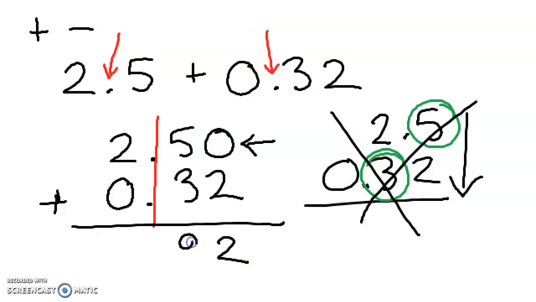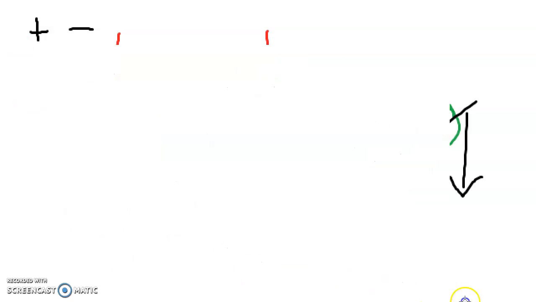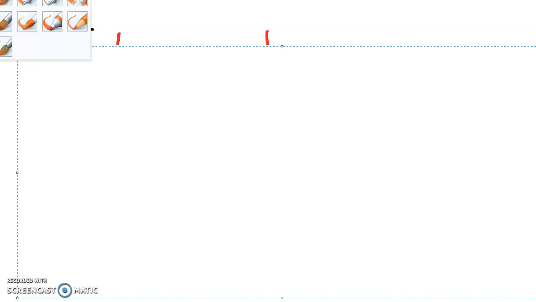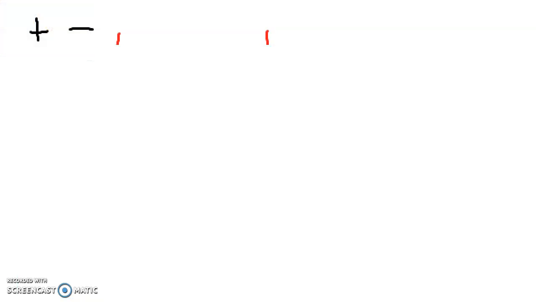5 plus 3 is 8. You bring down your decimal point, and then you have 2 plus 0, which is 2. So when you're adding and subtracting decimals, make sure you line up that decimal point. Very important. Let's look at a subtraction problem really quick.